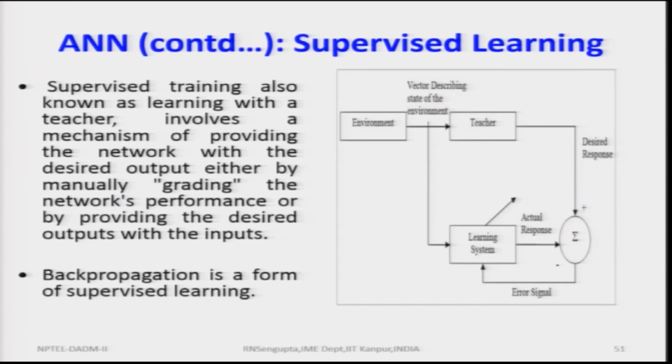So, if you consider the environment, it is giving some information and it goes to the teacher. That teacher means the training set which is there. So, they give the desired output. The desired output is processed based on the functional form, and the error signal is generated. If the error signal is very high, then the learning system will modify it and again give the actual response to the processing unit.